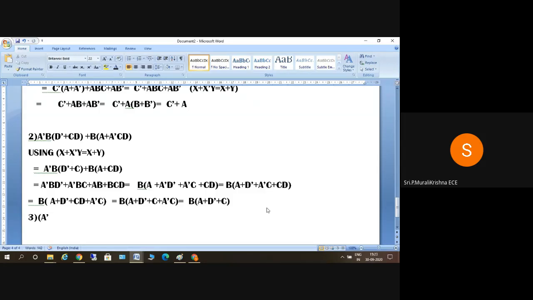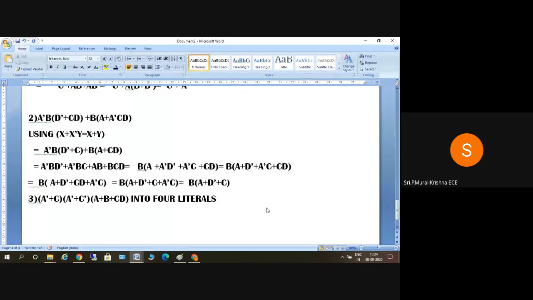A bar plus C, and A bar C bar, and A plus B plus CD. So into 4 literals. I mean, we need 4 variables here. So already we have 4, but fine. So we need the simplification of this.